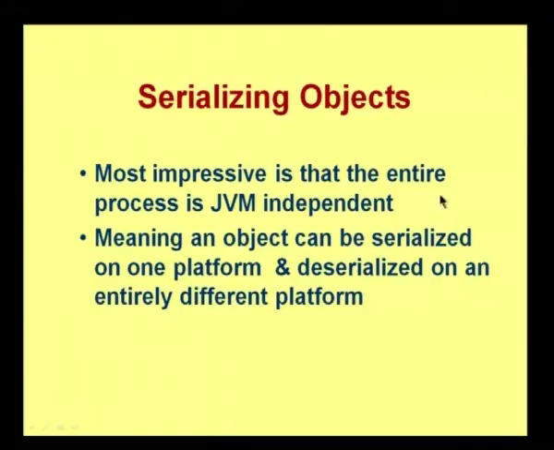Most impressive is that the entire process is JVM independent, meaning an object can be serialized on one platform and deserialized on an entirely different platform. We know what is platform independent. We have already seen that Java is a platform independent language, whereas the JVM is platform dependent. Whenever we install the JVM for the corresponding operating system and platform, the architecture will be installed in your system. So your JVM is platform dependent, whereas your Java is platform independent.